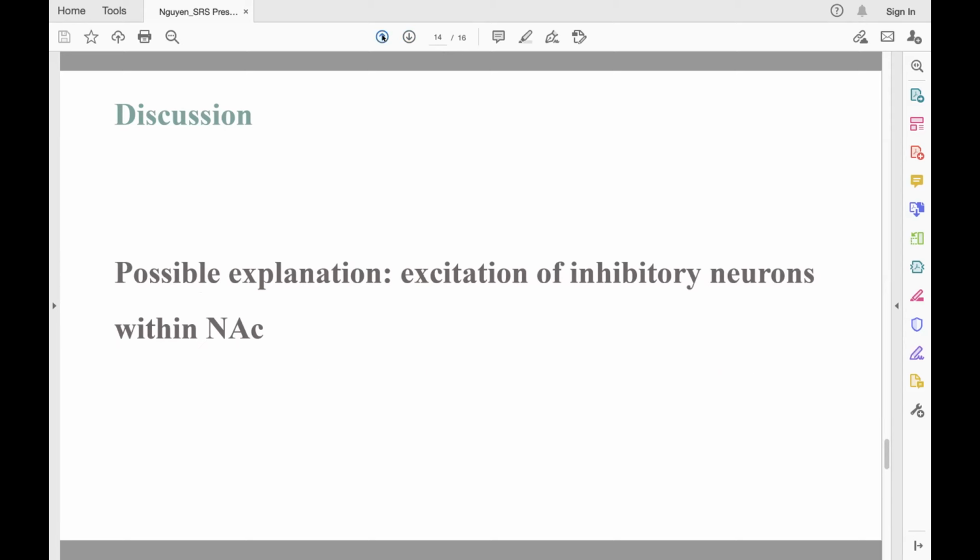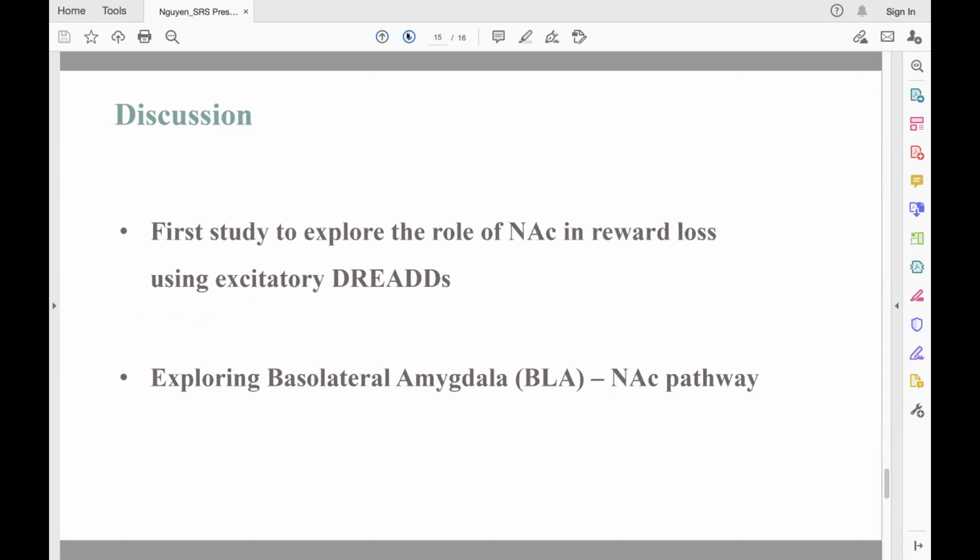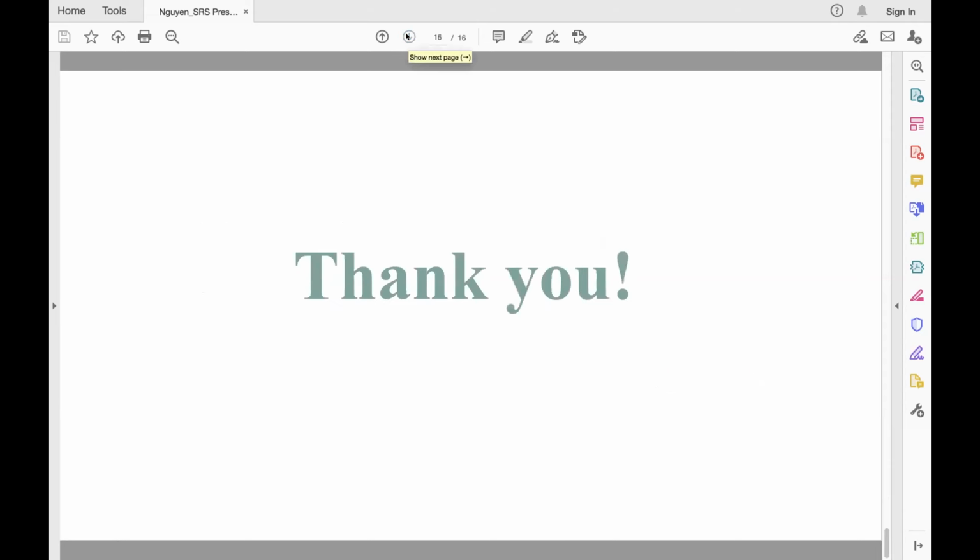Despite this, we were not able to verify this because one limitation of the DREADD technique is that it is area specific and not neuron specific. Despite this limitation, our study was the first to explore the role of the NAC in reward loss using excitatory drugs. As part of our future direction, we aim to explore the NAC in connection with the basolateral amygdala using more specific drugs. And that is the end of my presentation, and I'm taking questions.